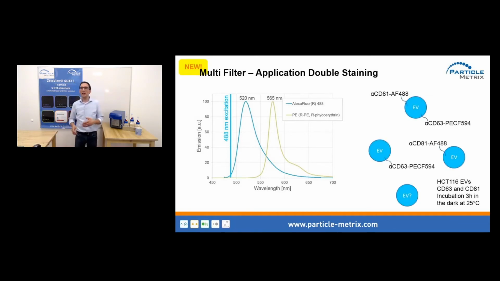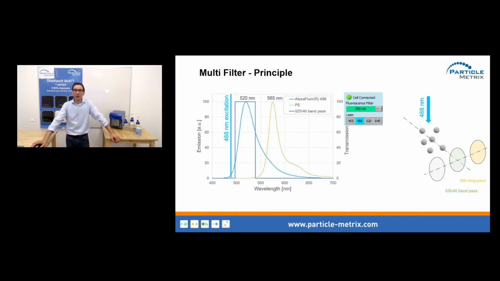So we did a staining of HCT 116 EVs, featuring a single staining of either CD63 or CD81, or a combined staining where both antibodies are conjugated. First, the principle: you have the notch filter, which is a highly efficient filter to block, of course, the laser light, the scatter light, as well as the emission of the PE. So it's quite a short bandwidth.